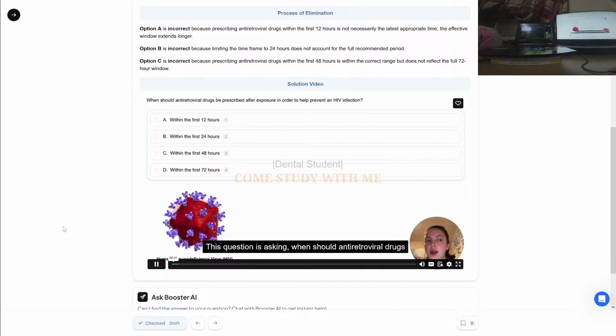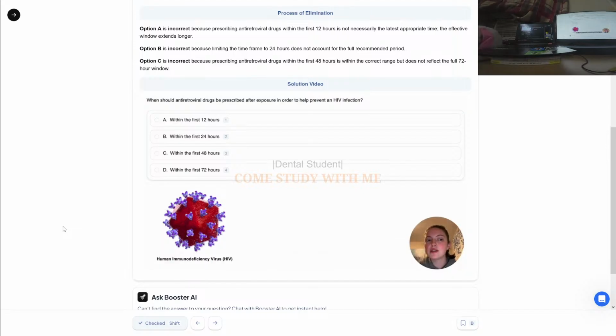This question is asking, when should antiretroviral drugs be prescribed after exposure in order to help prevent an HIV infection? Within the first 12 hours, within the first 24 hours, within the first 48 hours, or within the first 72 hours? Now, this is a pretty straightforward question and is an important timeline for you to know if you ever find yourself in this unfortunate situation.